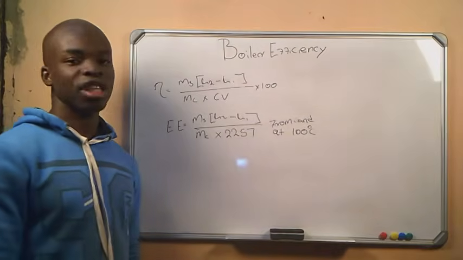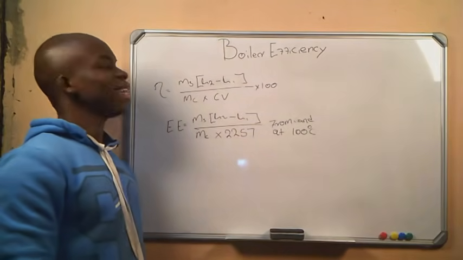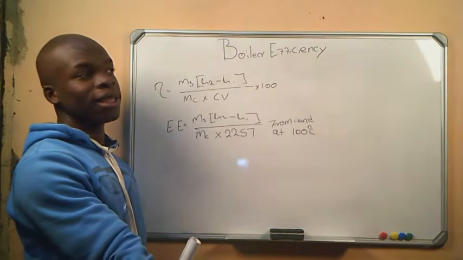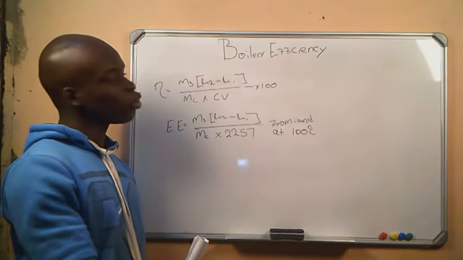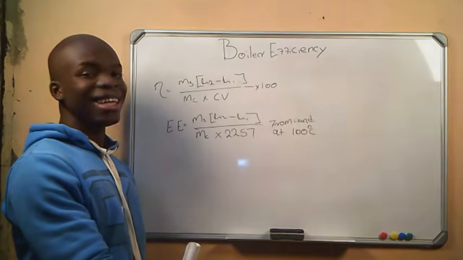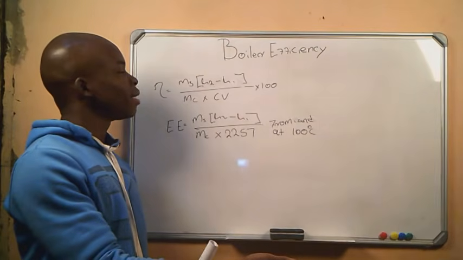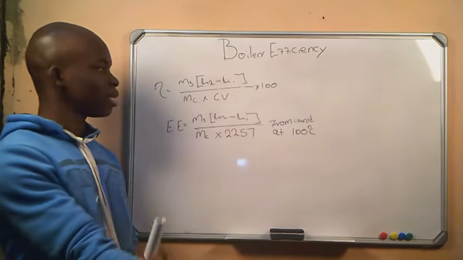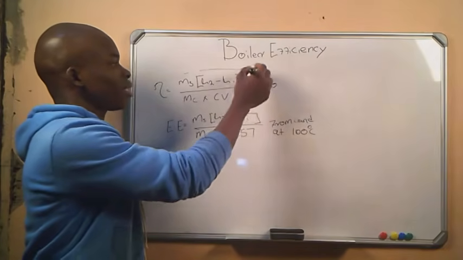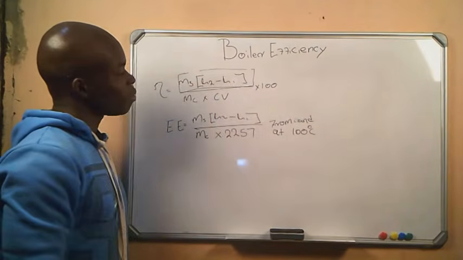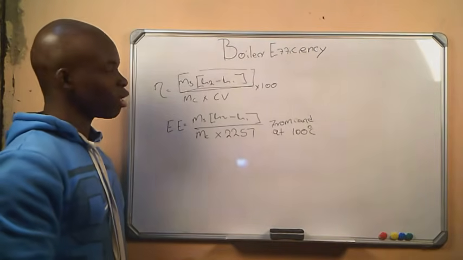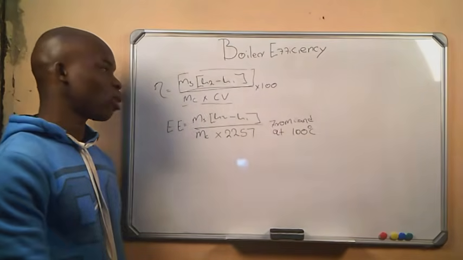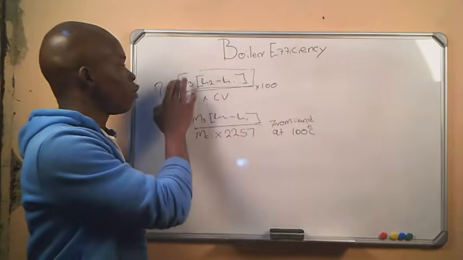So in boiler efficiency, we are looking at the heat transferred to the feed water in converting it to steam, compared to the total heat that is produced by the complete combustion of the fuel burned. So this is the heat energy that is being transferred to the feed water in converting it to steam, and this is the total heat that is being produced by the complete combustion of the fuel that we will be using.